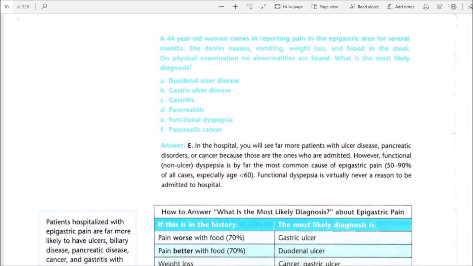In a hospital, you will see far more patients with ulcer disease, biliary or pancreatic disorders, or cancer because those are the ones who are admitted. However, functional non-ulcer dyspepsia is by far the most common cause of epigastric pain, accounting for 59% of all cases. Functional dyspepsia is virtually never a reason to be admitted to hospital.